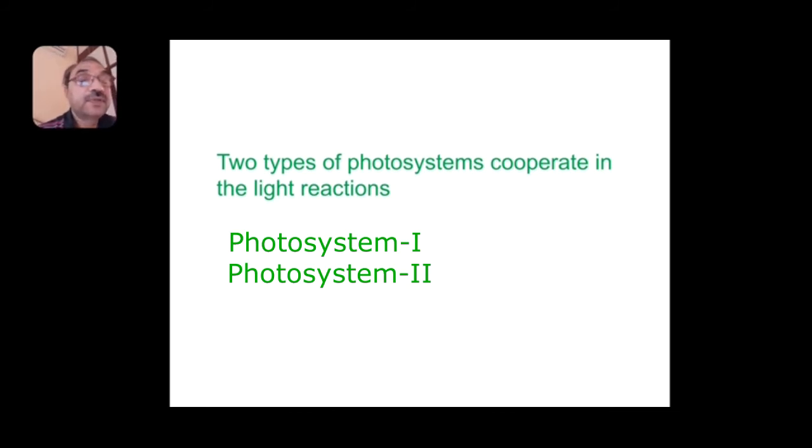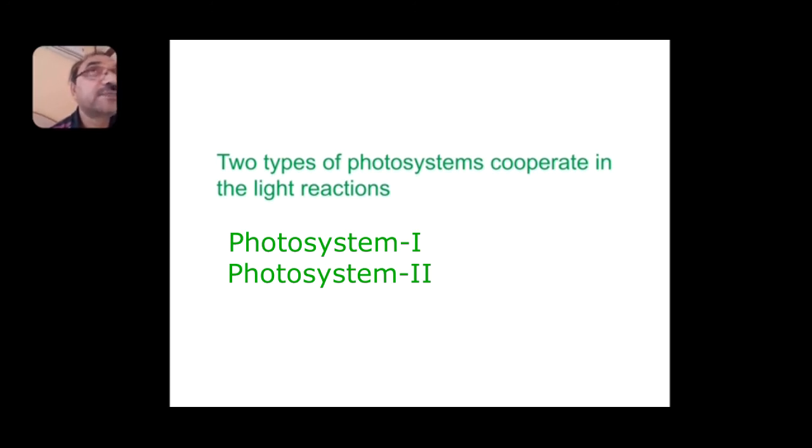Similarly, pigment system second also exists on the thylakoid membrane. In this, the chief pigment is of 680 nanometer, meaning it gives its electron at 680 nanometer when light is absorbed by the chlorophyll A molecule. Similarly, some other molecules also exist, and the whole quantasome is known as pigment system second.